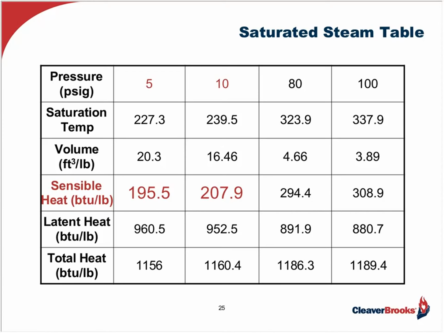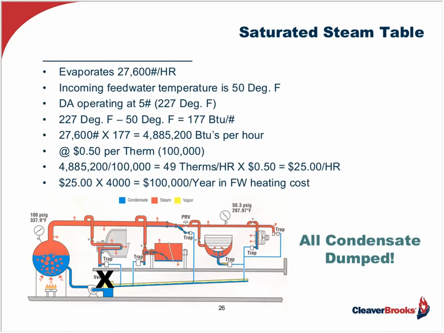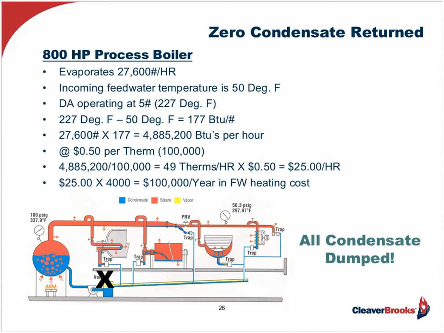And remember, for every 10 degree of improvement, I gain 1% in efficiency. I raise my feed water by 10 degrees, I gain 1%. Here, let me show you more specifically what I mean. Let's assume we have an 800 horsepower boiler serving a process load, and we're wasting all the condensate. An 800 horsepower boiler evaporates 27,600 pounds of steam per hour. And at 8.3 pounds per gallon, that's 3,325 gallons of water per hour.